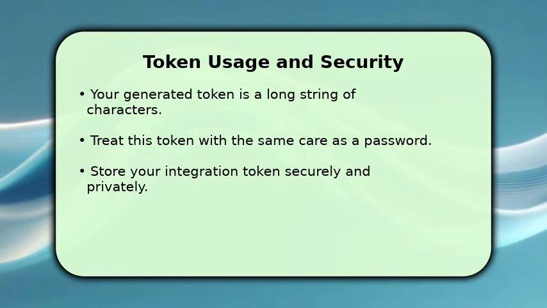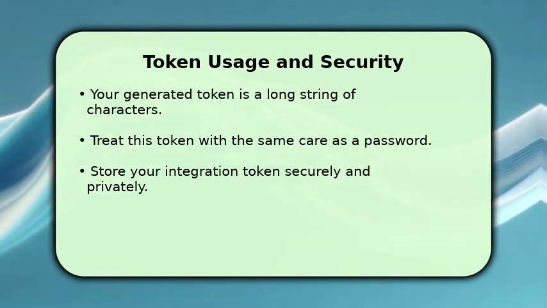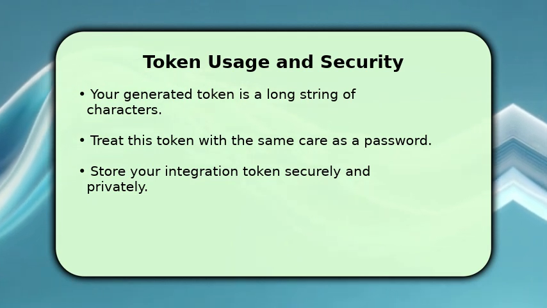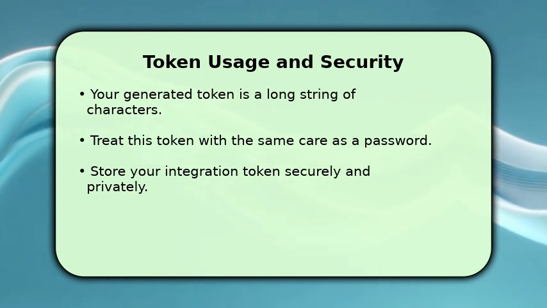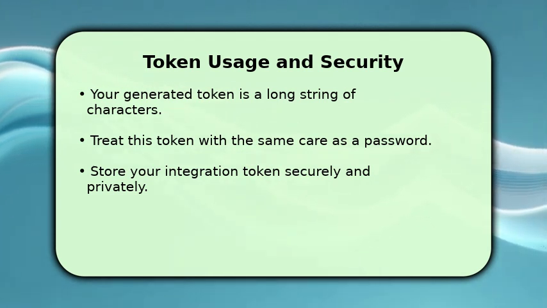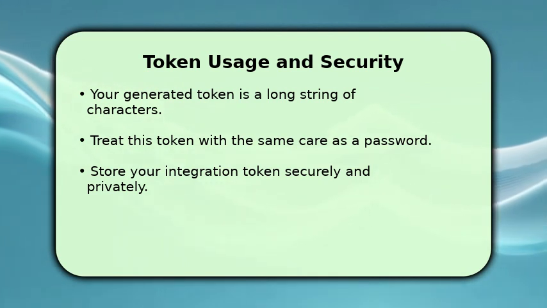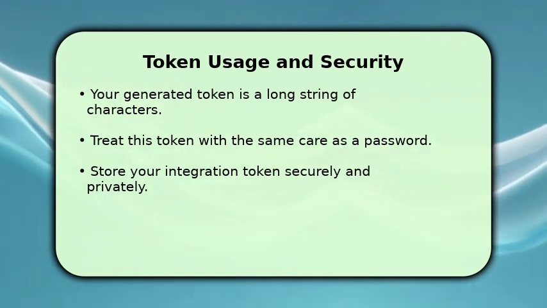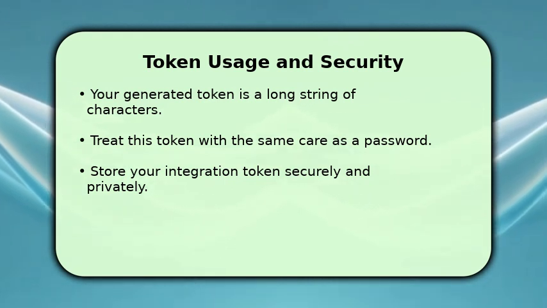After generation, your integration token will appear as a long string of alphanumeric characters. This token is essentially a key to your Medium account, so it is crucial to treat it like a password. You should store it in a secure location, such as an environment variable or a secure vault. Never embed your token directly into publicly accessible code or share it with anyone, as this could compromise your account.